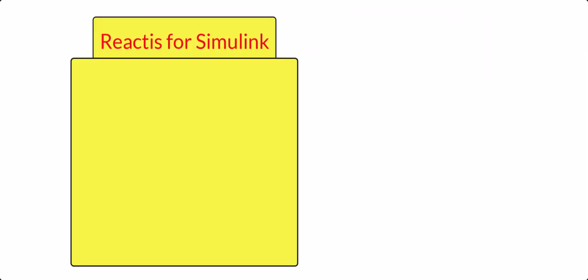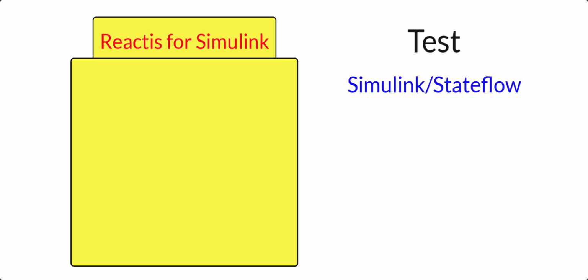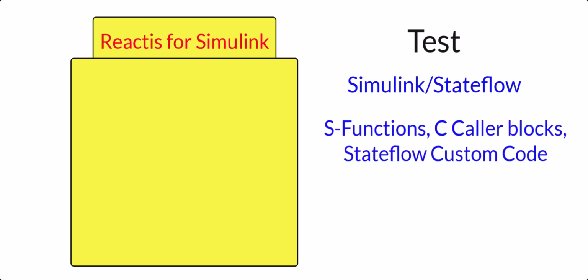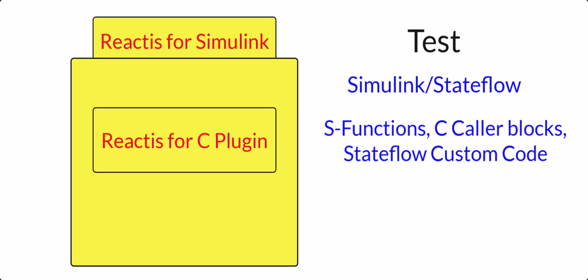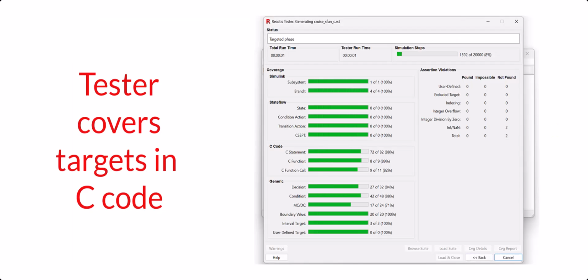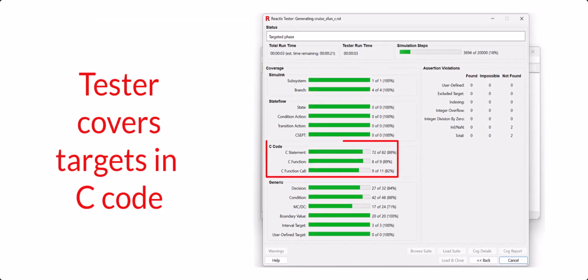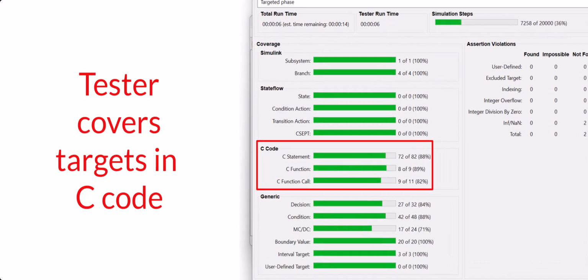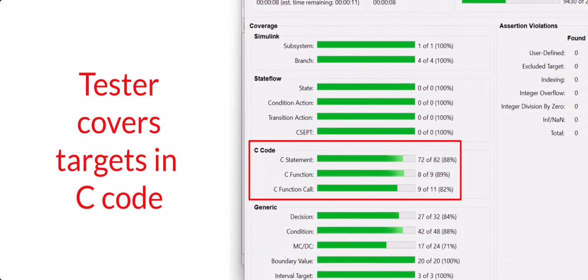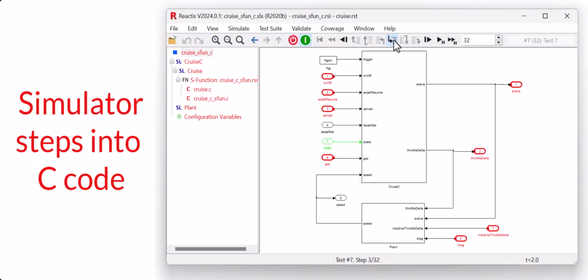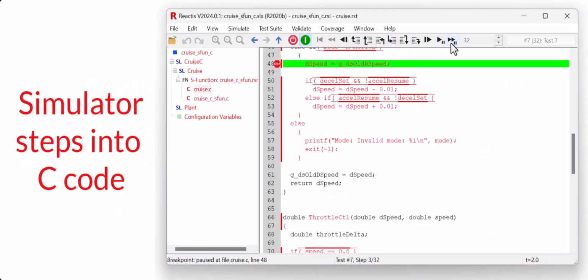So far we've seen how Reactis can help test and debug Simulink and Stateflow models. But what if your model contains C code in the form of S-functions, C Caller blocks, or Stateflow custom code? The Reactis for C plugin integrates seamlessly with Reactis for Simulink to test models that contain C code. With the C plugin, Reactis Tester identifies and attempts to exercise coverage targets within any C code in your model. In Reactis Simulator, step from the model into the code, in order to visualize coverage tracking and inspect variable values.